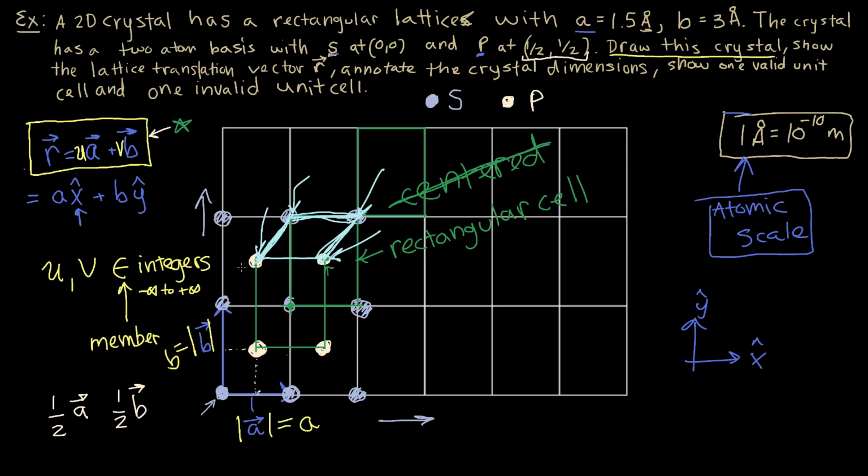In this case, if we were to draw this cell, we would have a P atom on this lattice point and an S atom on this other lattice point. This completely breaks our definition of a lattice that each point is indistinguishable. This point would not be the same as this point any longer. So this would not be a valid unit cell.